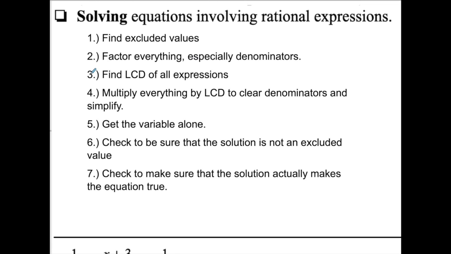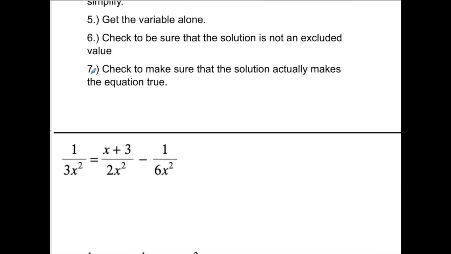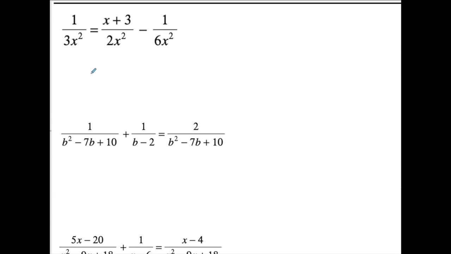Then you're going to factor everything, especially denominators. You're going to find the LCD of all expressions and multiply by the LCD to clear every single denominator. Simplifying as you do so, you're going to get whatever variable you need alone. Any excluded solutions will be thrown out. So if any single answer, because you could get more than one, is one of the excluded values, you throw it out as extraneous, and then you should plug back in just to make sure that it's actually a solution. All right, let's take a look at a couple of examples, and then as usual, I pass them off for you to try.